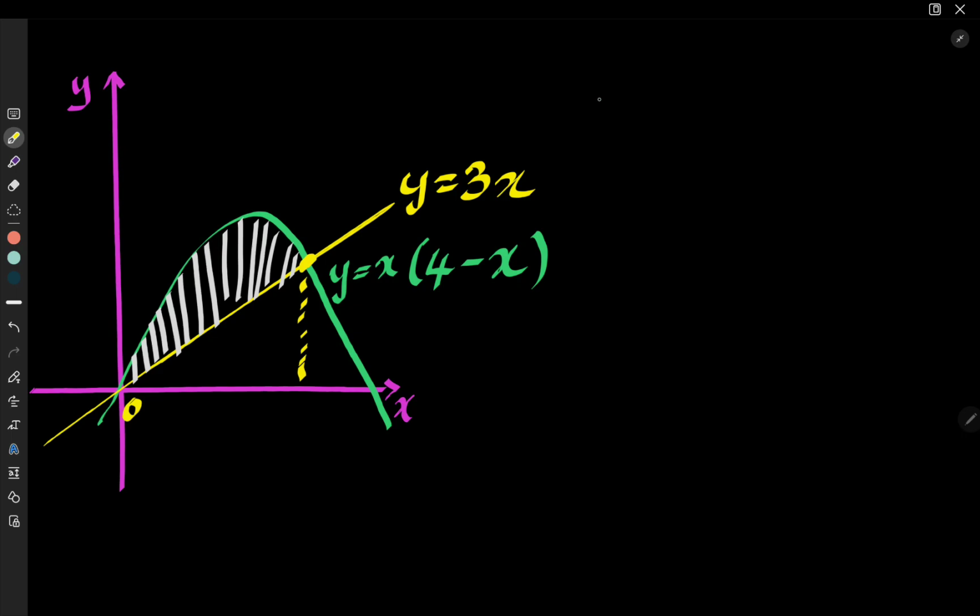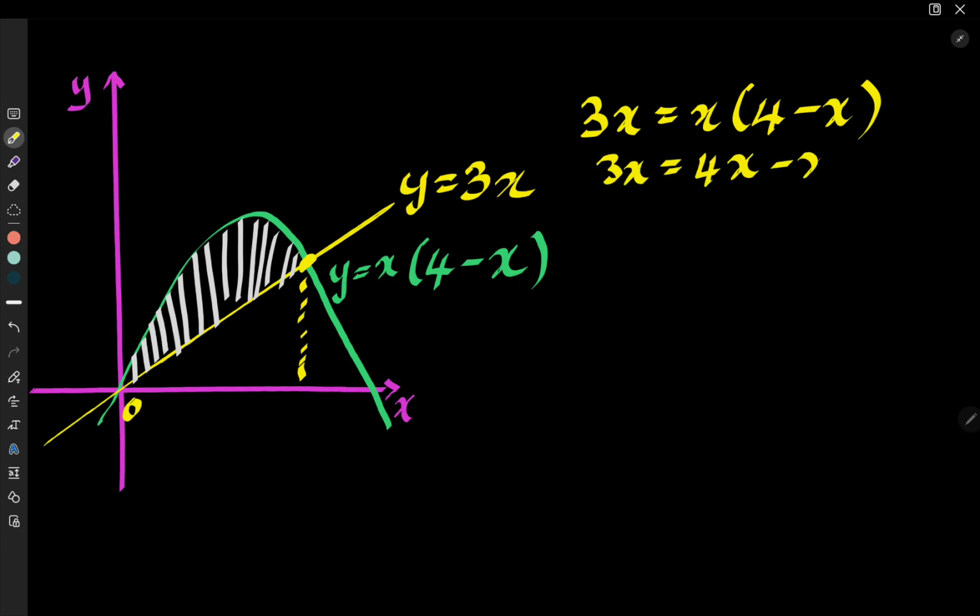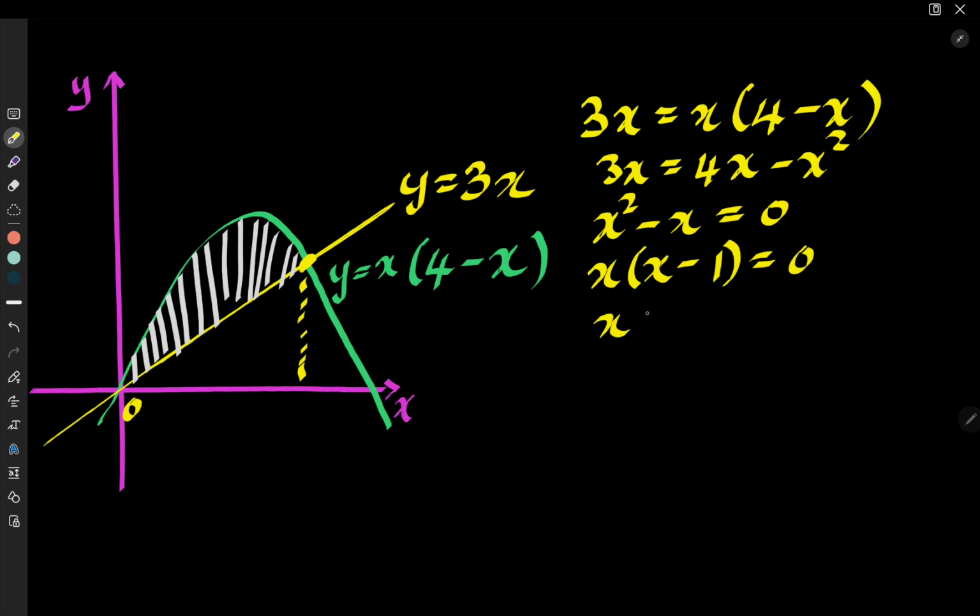To determine the point of intersection, we just equate the two graphs, because at this point, both functions are equal. So 3x will be equal to x(4 − x), and then 3x will be equal to 4x − x². This can be simplified further to x² − x = 0. Then you can solve that quadratic equation, which gives you x = 0, which makes sense as that is a point of intersection of the two graphs, and also x = 1. Which means this point here is 1.